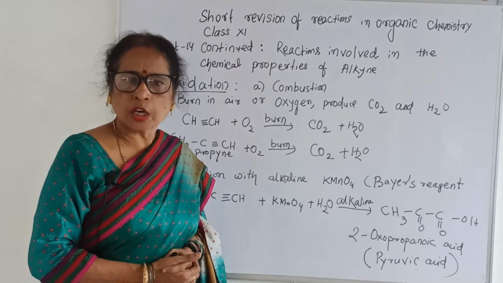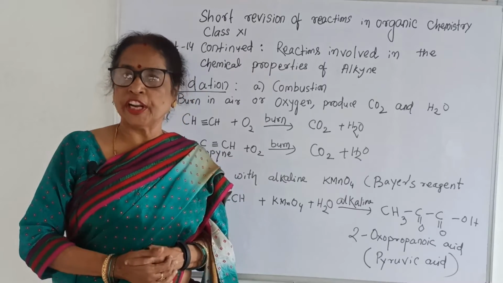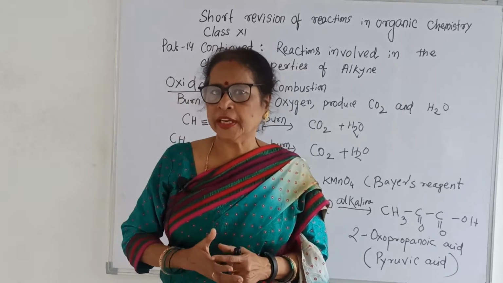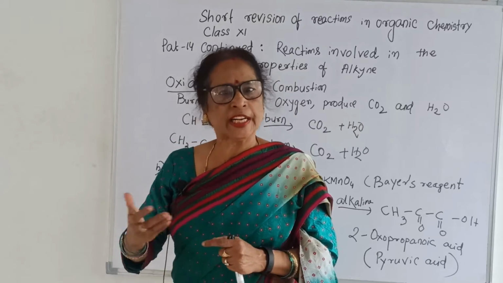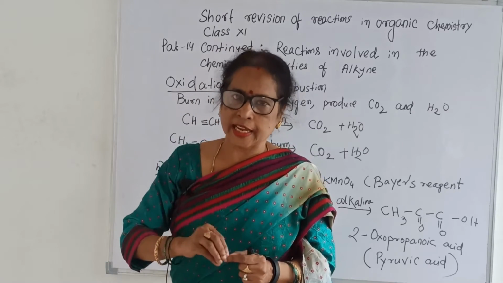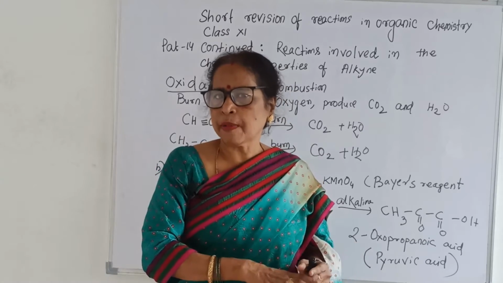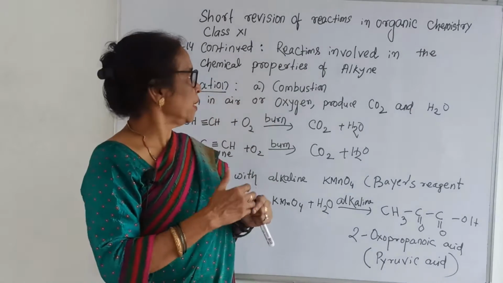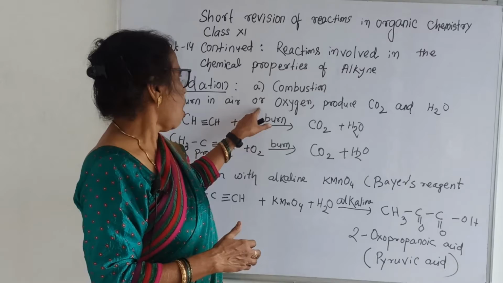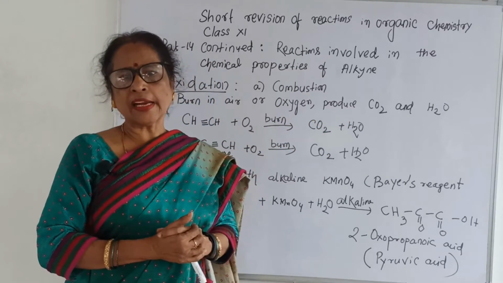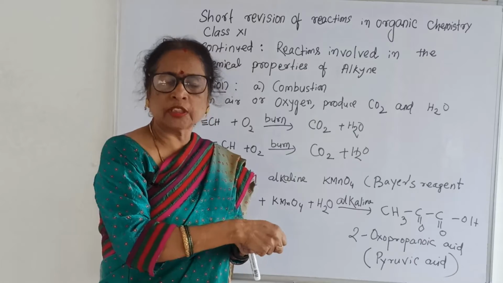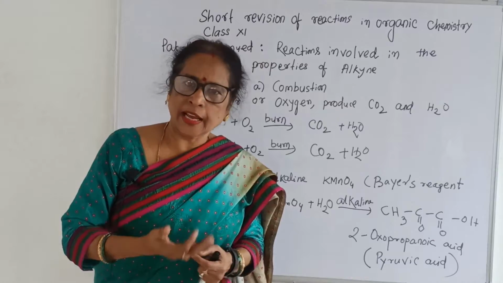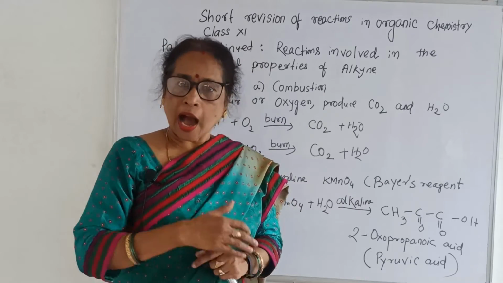Now we will see how oxygen is involved here. That is called burning. Burning by which? With the help of oxygen. You know that if something is burning, oxygen is there. That means burning in air means the oxygen present in air will help to burn that alkyne compound. Now see here combustion. Combustion means burning. So burn in air or oxygen to produce carbon dioxide and water. Directly you supply oxygen and burn it, or otherwise you depend on the oxygen present in air, that also helps the burning of the alkyne.